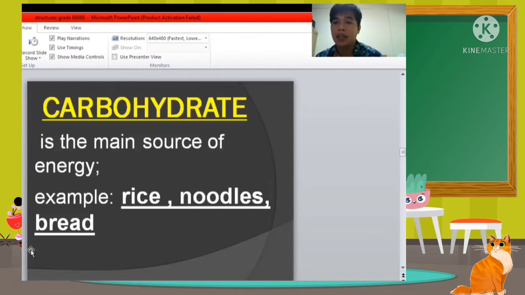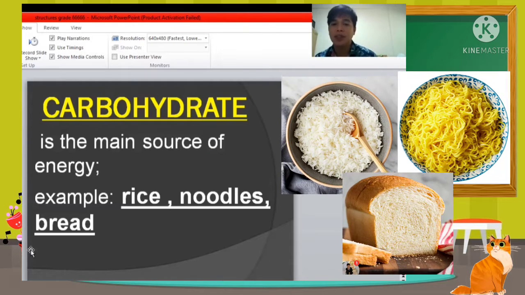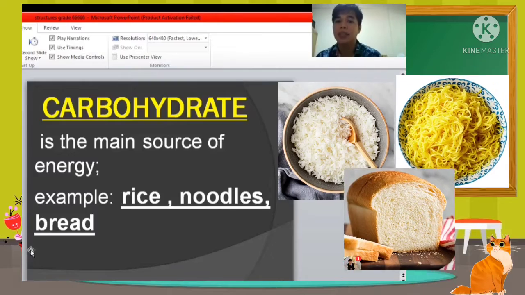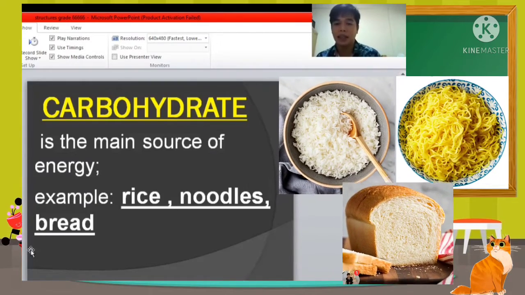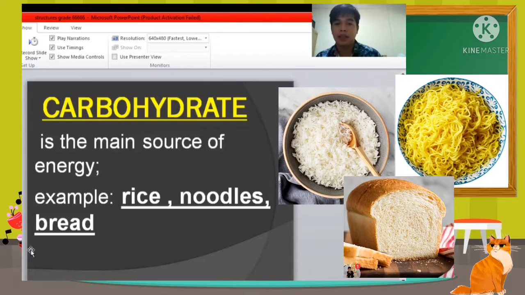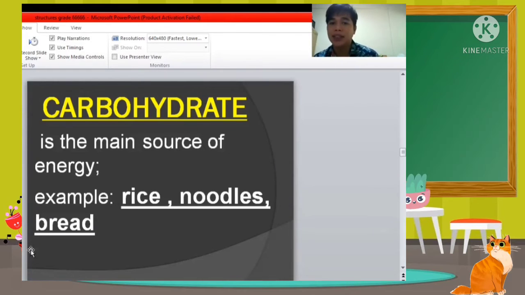Now let's proceed to our 6 types of nutrients. We have carbohydrate. Repeat after me. Carbohydrate. Again, carbohydrate. Let's read what carbohydrate is. It is the main source of energy. What are the examples of carbohydrate? We have rice, noodles, and bread. That is carbohydrate, the main source of energy.